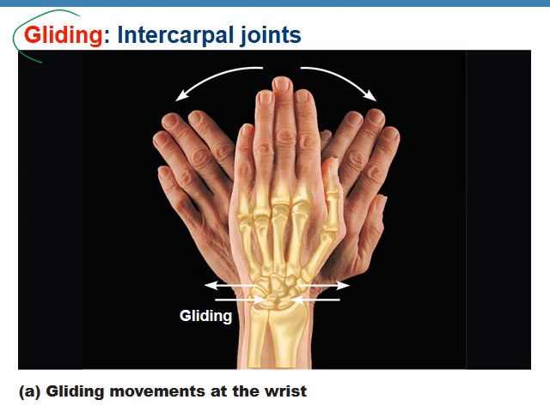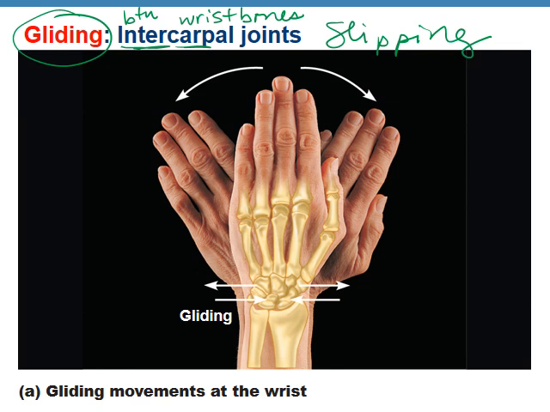Here's a great example of gliding. Remember they said this was kind of slipping movements only. This is at the intercarpal joints. So carpal tells you wrist bones, and inter is between them. So here are our carpals, and you can see that as you're moving your hand from side to side, some people say it's doing the little curtsy wave, that the bones here, the joints, are just slipping. They're gliding slightly back and forth.